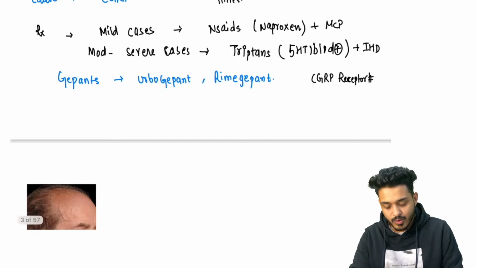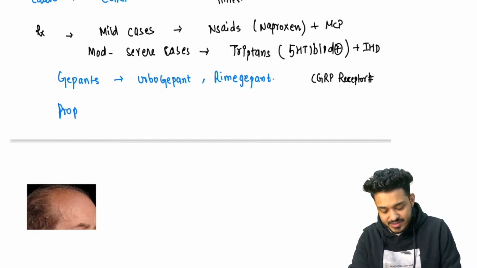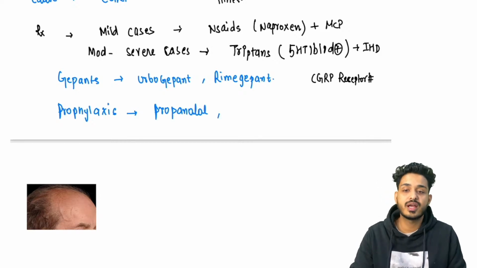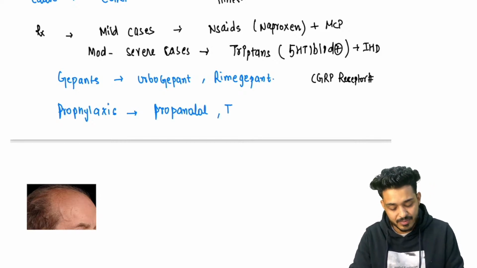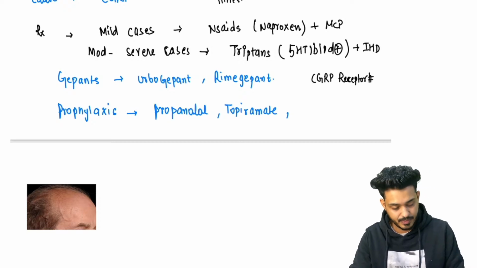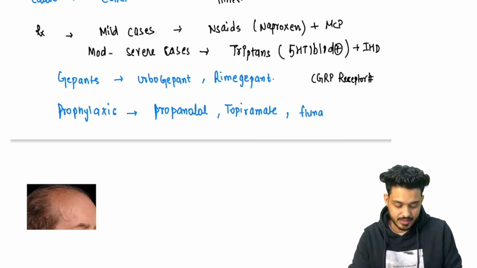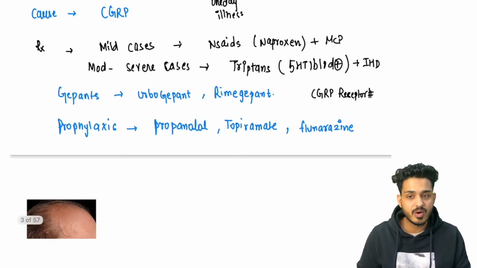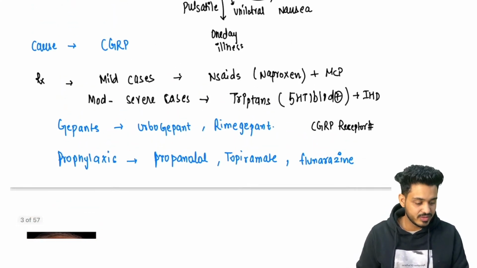Yes, and for prophylaxis of migraine, we are using propranolol. Apart from propranolol, we can also use anticonvulsants, like topiramate. We can also use drugs like flunarizine. Okay, so this is pretty much what you need to remember about the first thing.